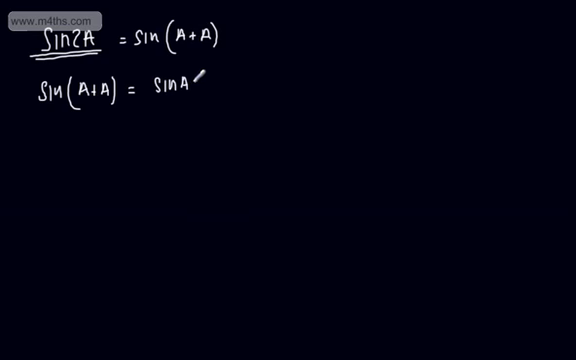If we use the addition formulae, or the compound angle identities, we could write this as the sine of a plus a. So let's go ahead and write this out. The sine of a plus a, using our compound angle identity, would give us the sine of a multiplied by the cos of a plus the cos of a multiplied by the sine of a. If you're unsure about that, please review the video prior to this one.